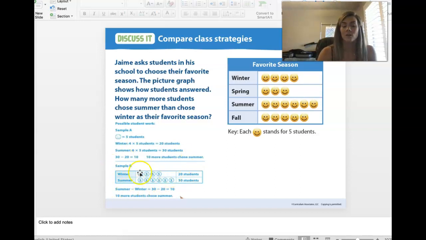Okay, you can also replace the smileys with 5s like we did yesterday, and again following the same thing. 30 minus 20 equals 10. Our final answer with a label is 10 more students chose summer.